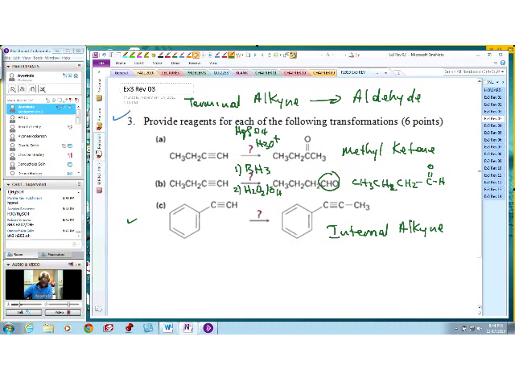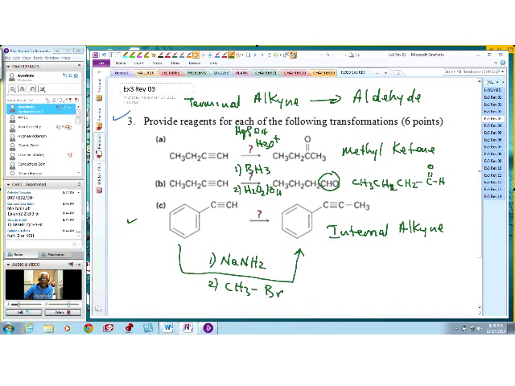So what reagent do we need for this? Going from here to here. Okay, sodium amide, very good. Step 1, keep in mind, show the sequence. Do not just write both of them together. And then followed by methyl bromide. This is another case of an SN2 reaction. This is also an SN2 reaction.